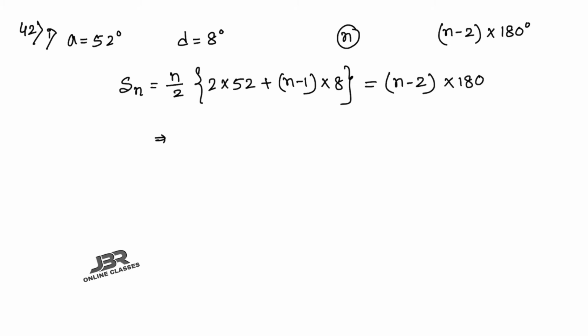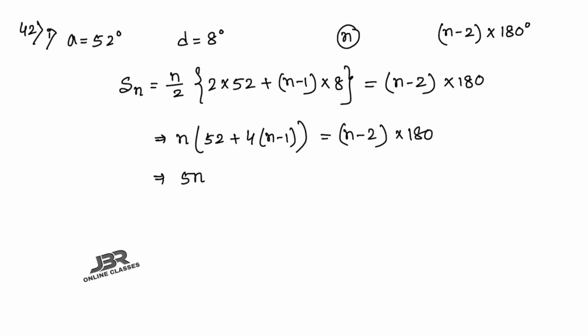Clear? So now you can write n by 2, and then 52 into 2, or you can just do one thing, divide by 2, so it will be only n, because 2 cancels out. So here 52 and 2 into 8, so 4 into n minus 1, that equals n minus 2 into 180. Okay, so that means 52n, 4n square, then minus 4n, also minus 180n, plus 360, that equals 0.